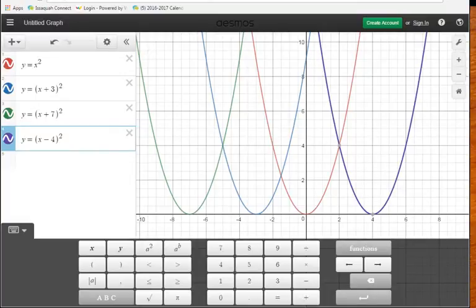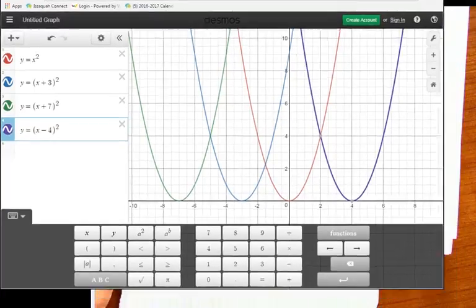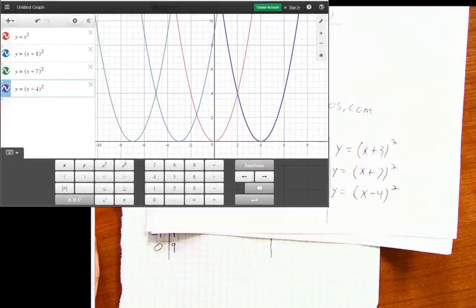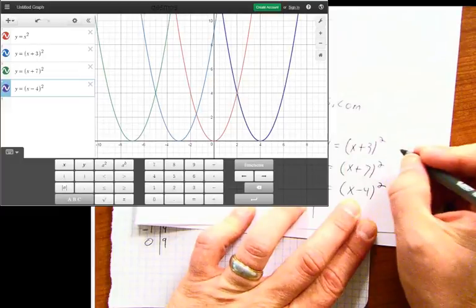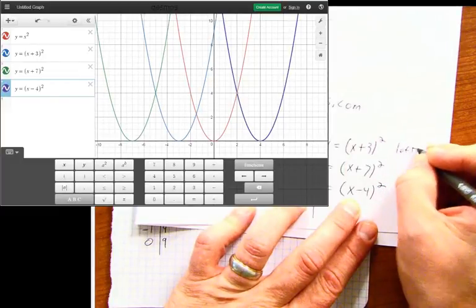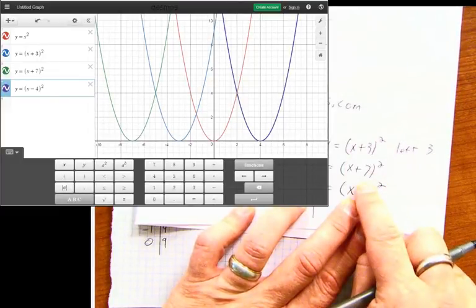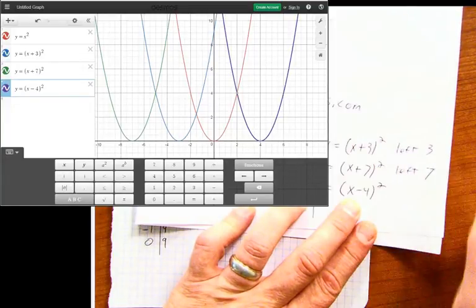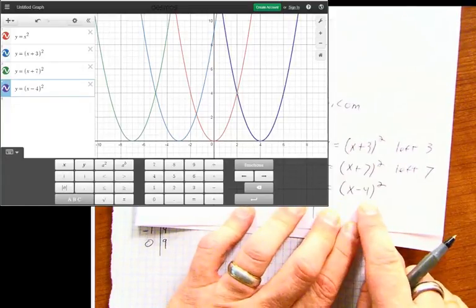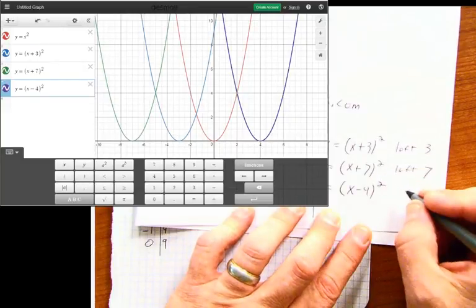Interesting. So let's make this smaller or bigger, depending on what you need. So this is what I'm noticing. That x plus 3 squared, this one went left 3. X plus 7 quantity squared went left 7. This x minus 4 quantity squared, that went right 4.